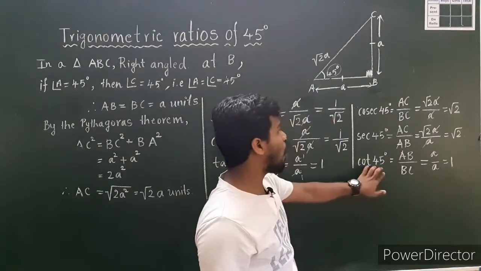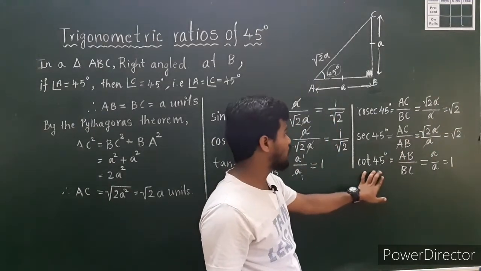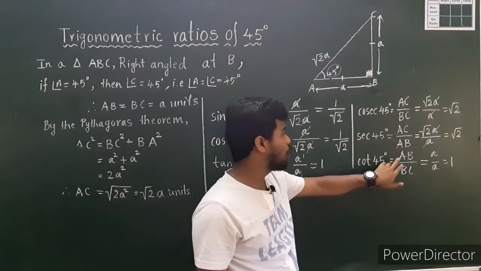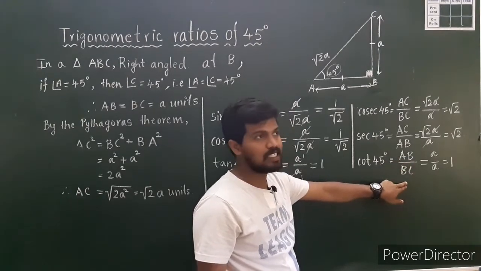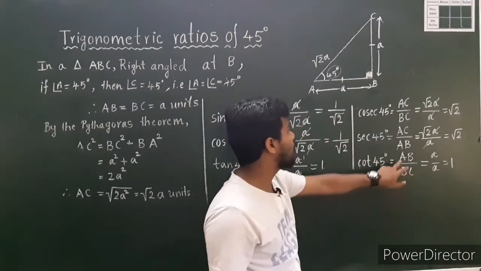So finally, cot 45 degree. The definition of cot 45 degree is adjacent side by opposite side. So what is the adjacent side here?